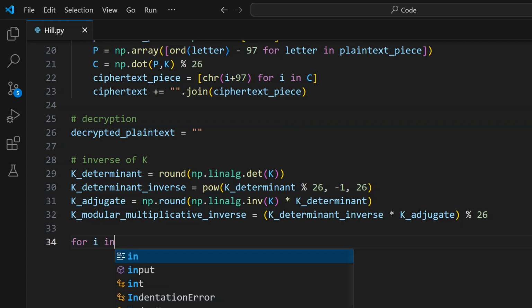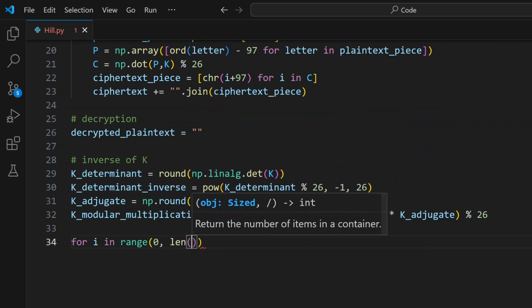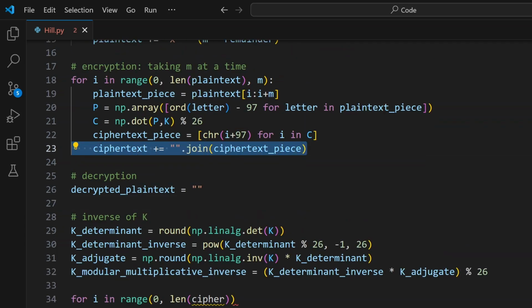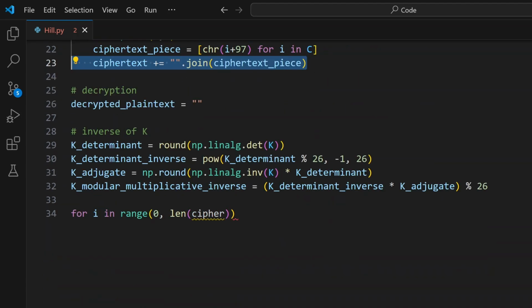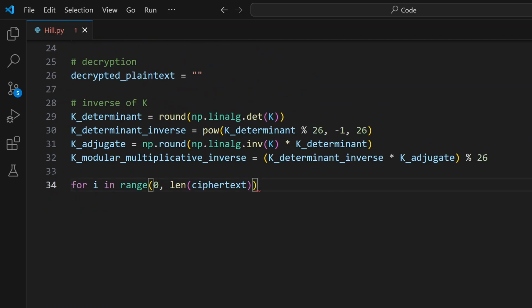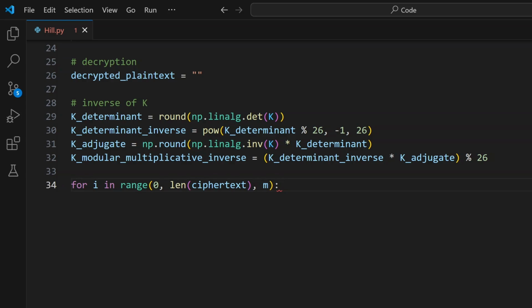So for i in range, now we're doing the decryption, we're going to take m at a time from the ciphertext. So we already have the ciphertext. Remember that we have the ciphertext in full, which is RRL, MWB, and so on. So you're going to use that because we want to use that to get the plain text back. If you encrypt something, expect to get the plain text back as we had it. So now we have for i in range from 0 to ciphertext length, taking m at a time.